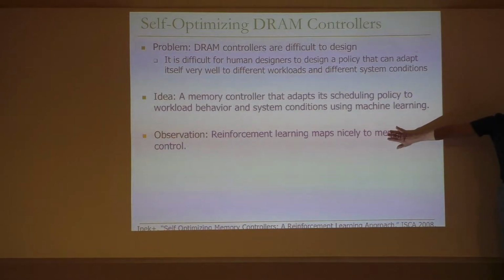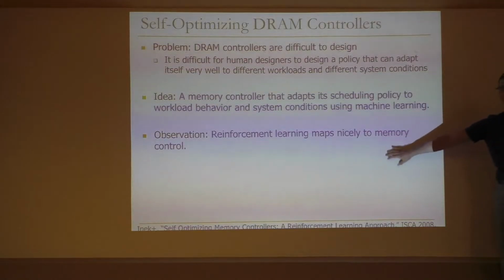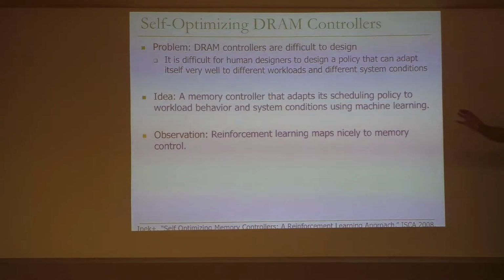But we found out at the time that reinforcement learning is a very nice machine learning algorithm that maps nicely to memory control, because reinforcement learning usually operates on Markov decision processes. Basically, if you can specify your system as a Markov decision process, then you can actually prove things about your system, and reinforcement learning can converge. And memory control is a Markov decision process. Basically, all of us are reinforcement learning agents also.